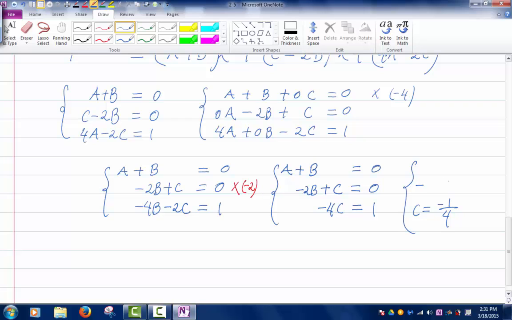c is negative 1/4. I'm going to plug that into the second equation, and solve for b. So you have negative 1/4 here, and then plug in c in the second. You're going to solve for b. What do you get? Negative 1/8. And then you're going to plug in the value of b there in the first equation. You get 1/8, right?